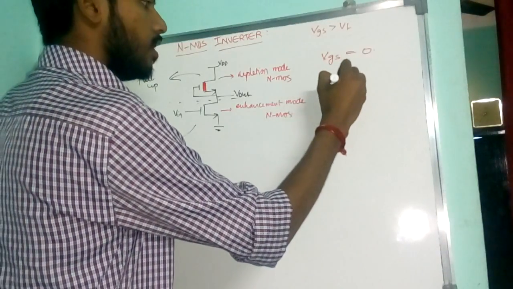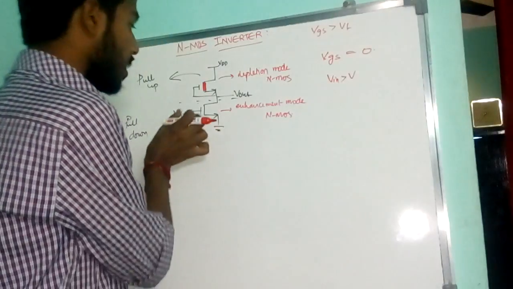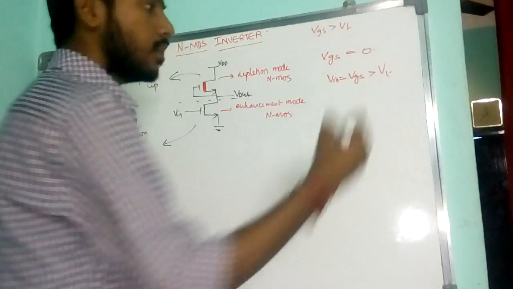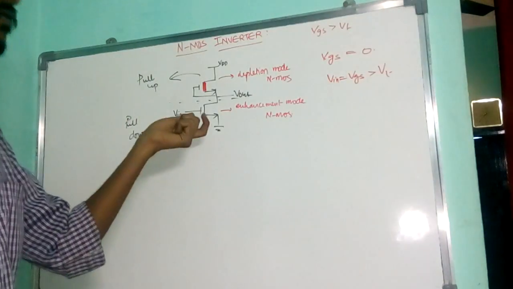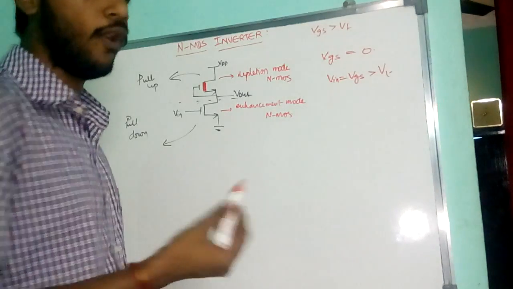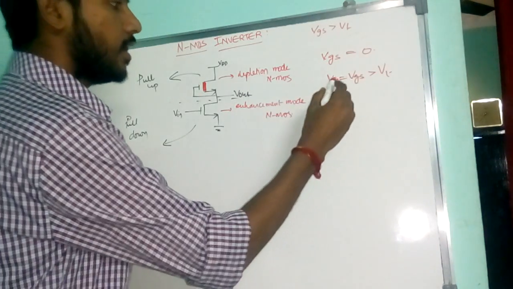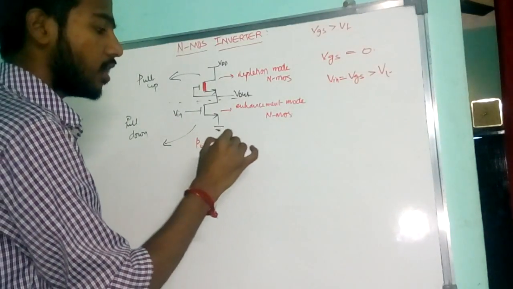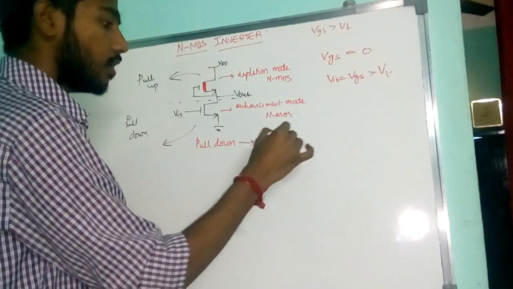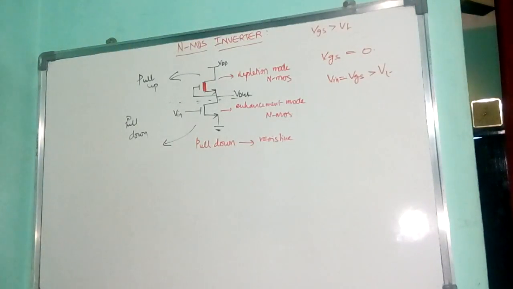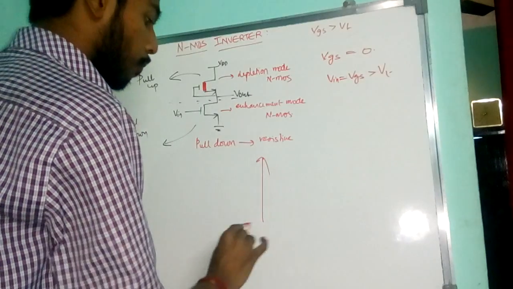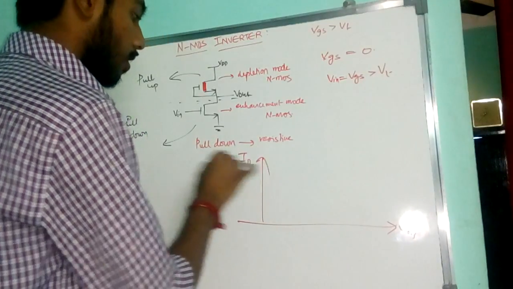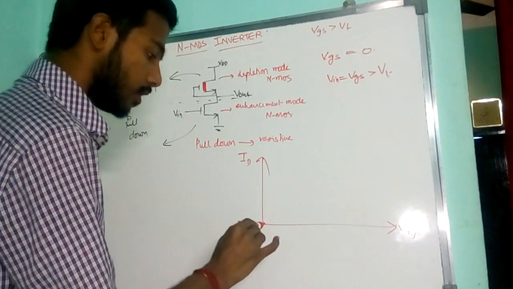Now when Vin, which is the same as VGS, is greater than VT, my channel is formed here and current starts flowing. But at a certain point it reaches a stage where this pull-down network acts as a resistive network. That means it transforms into the linear region, right? So the input output characteristics will be in this way.